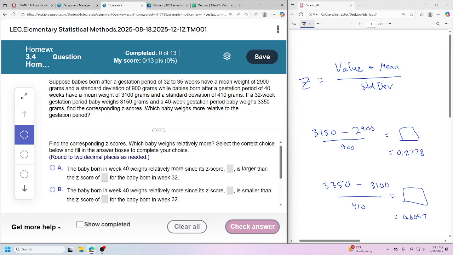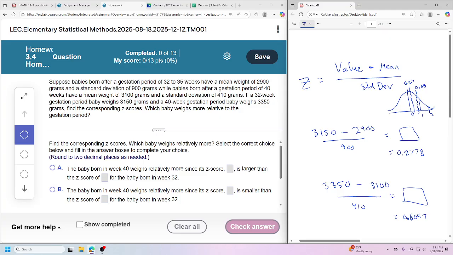So if you look at these here, we're looking on a bell curve. And again, this was 0, this is 1, this is 2. This baby here was barely past the 0 mark. So very average. It's just a very average baby. This one here is a little bit further. 0.6. Yep, you're right. It's 0.609. Yeah, my sixes are not that great sometimes.